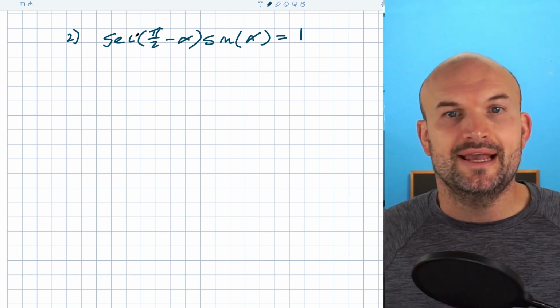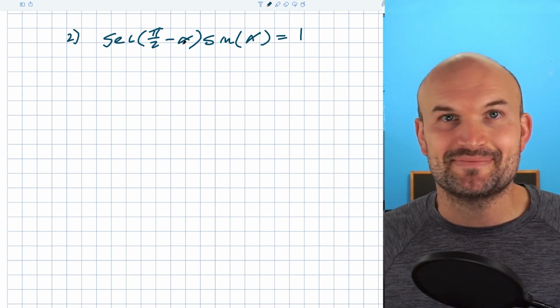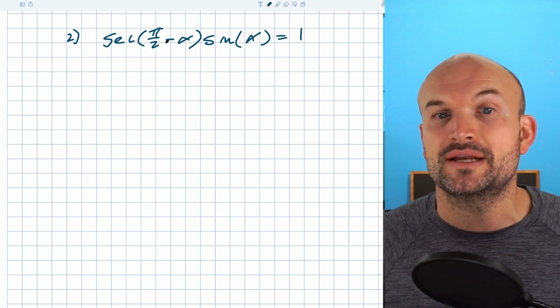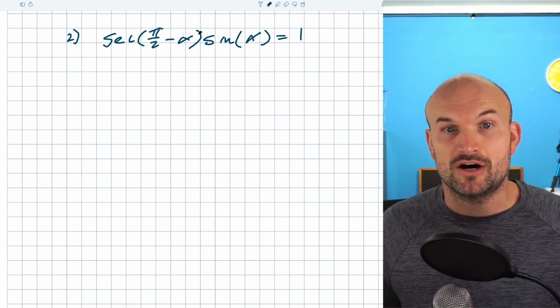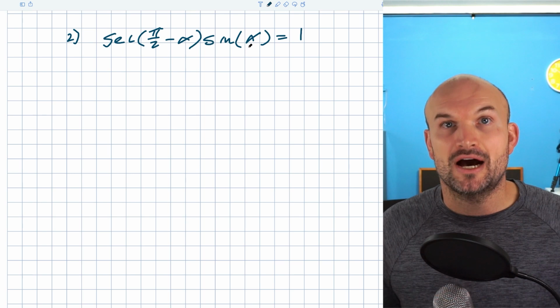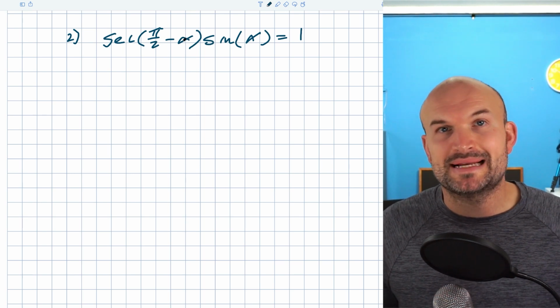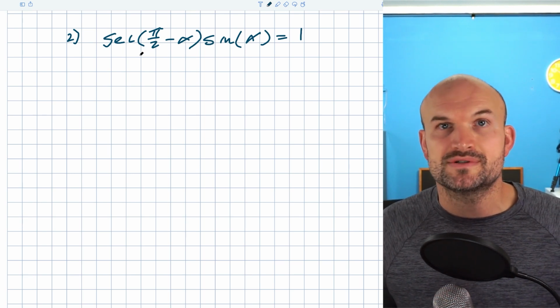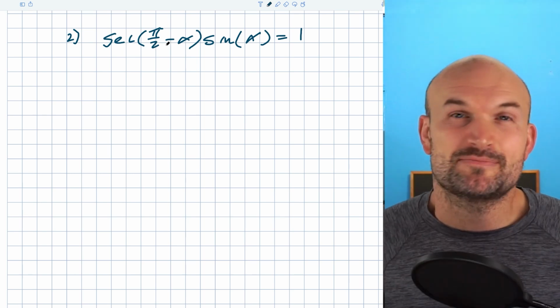Now unfortunately in this problem it does not look like anything is being divided by itself. It actually looks pretty confusing. I have the secant of pi halves minus alpha times the sine of alpha. And a lot of students will see this pi halves minus alpha and automatically get confused, because it's more of an expression inside the argument.